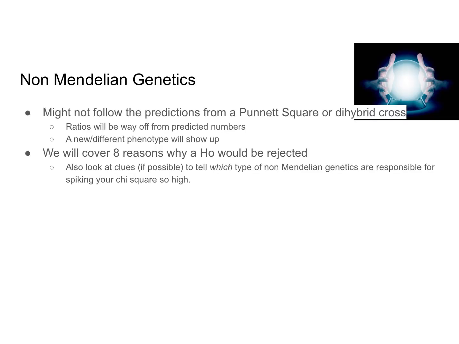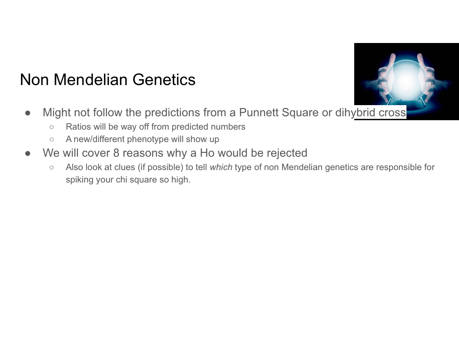So remember that for non-Mendelian genetics, you are going to find that sometimes you have to reject the null hypothesis because the organisms did not follow the predictions that you made using a Punnett square or dihybrid cross. So the ratios are going to be off from the numbers that you predicted, or a new phenotype is going to show up that you didn't expect.